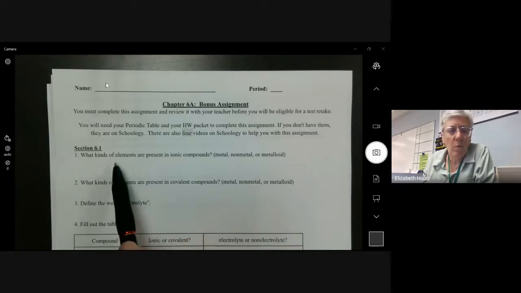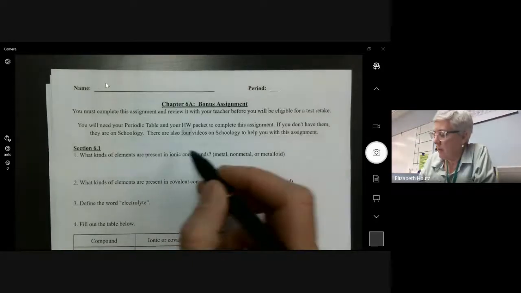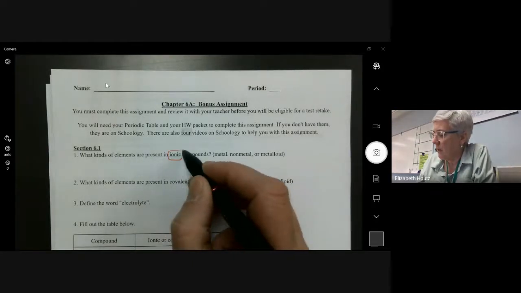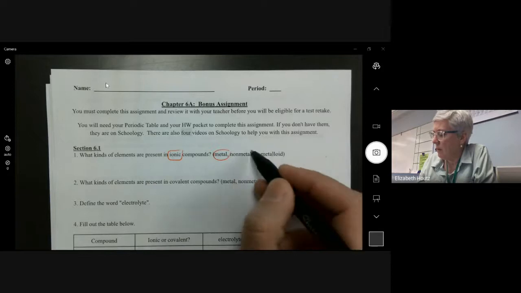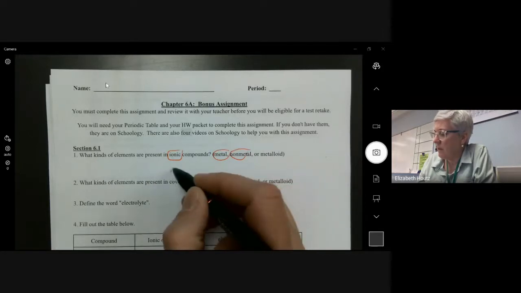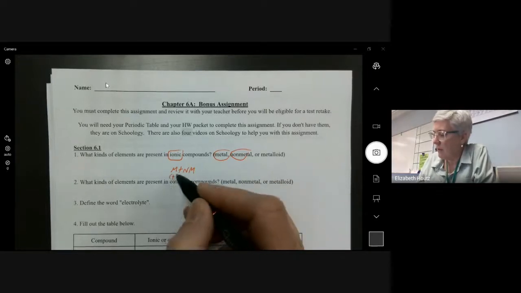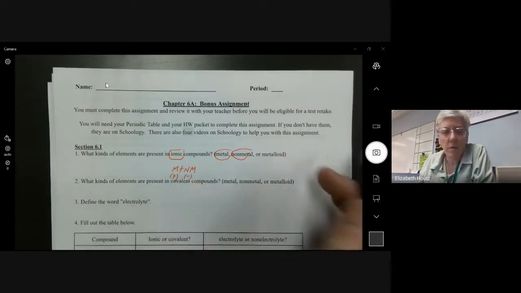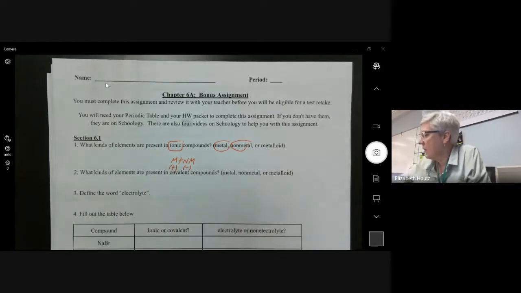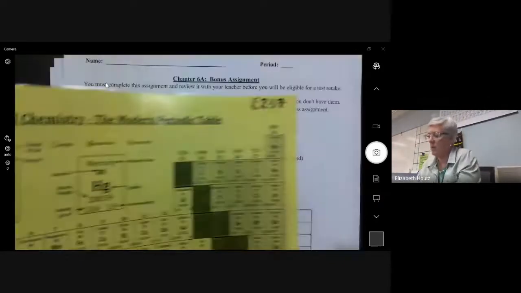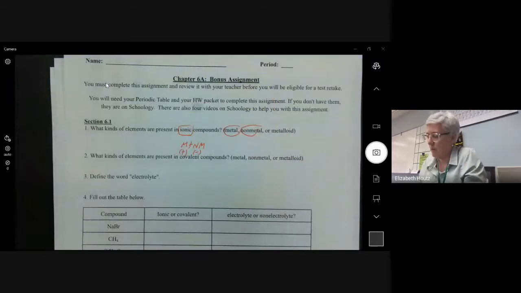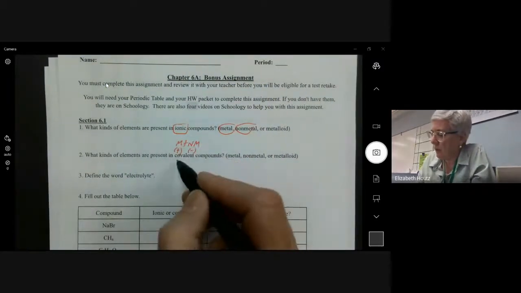Section 6.1. Ask question 1, what kind of elements are present in ionic compounds? All right, ionic compounds are a metal plus a non-metal, or anything that's a positive with anything that's a negative. So those could be polyatomic ions also. But basically, it's from this part of the periodic table and this part of the periodic table. And you need to know that for this unit.